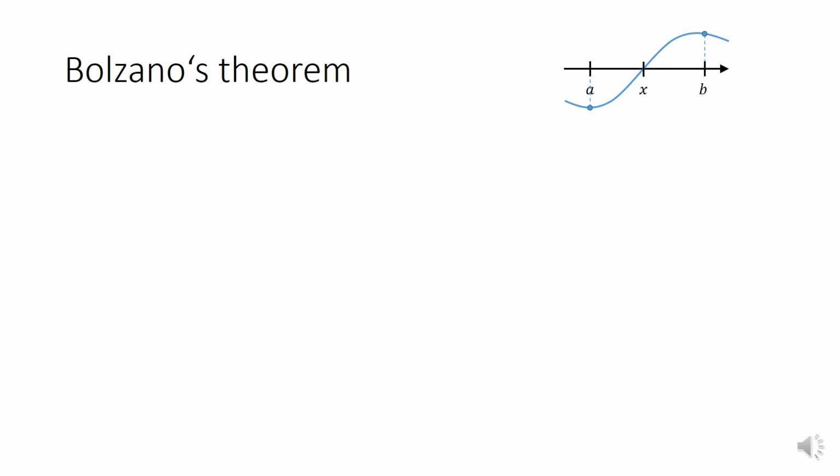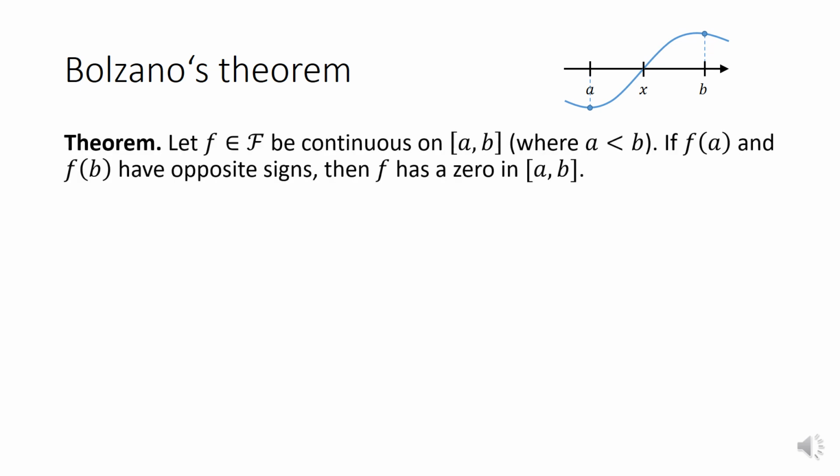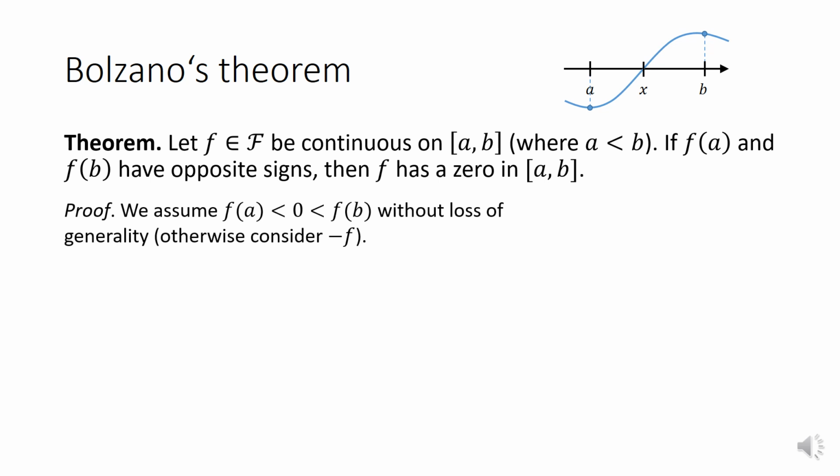We now come to a proof that is typical of non-standard analysis. Bolzano's theorem states that for any real function f that is continuous on the closed interval from a to b, where a is less than b, if f of a and f of b have opposite signs, then f has a zero in the interval from a to b. We assume that f of a is negative and f of b is positive, without loss of generality, because otherwise we could simply consider negative f.